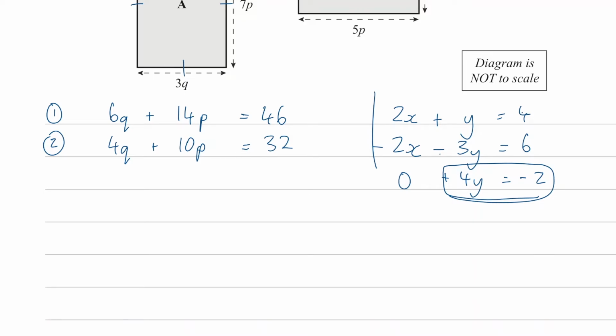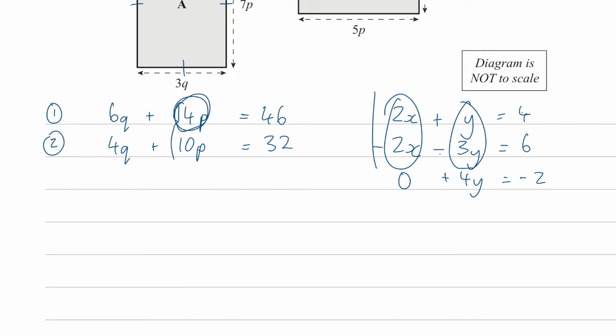But looking back at our problem, we don't have two variables that line up like that, right? We have 6Q and 4Q, so that doesn't line up. We have 14P and 10P. They're also not the same. So before we can subtract one equation from the other, we need to multiply the equations. Not with each other, but just by some constant.